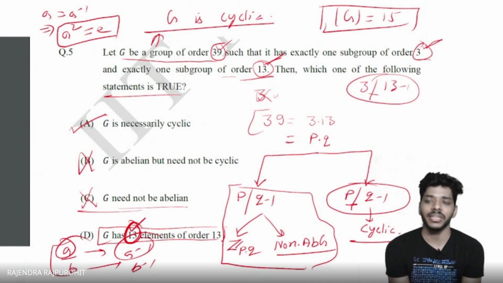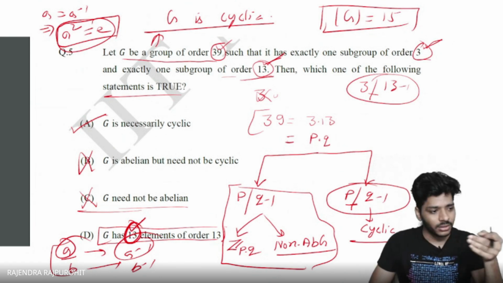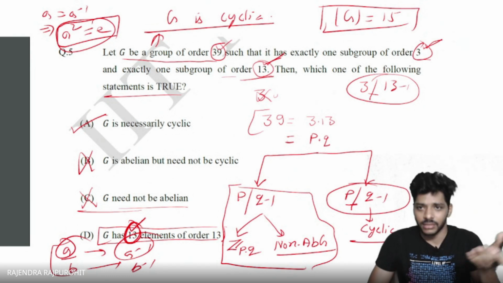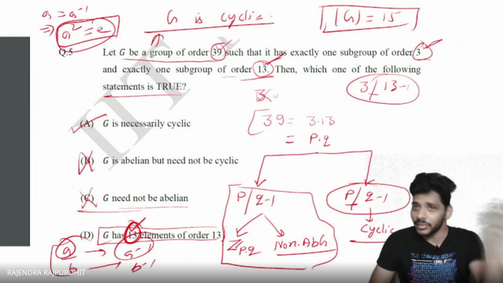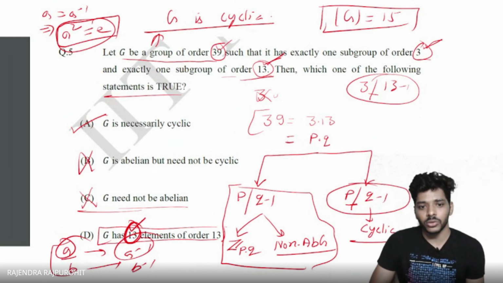Okay, there will be an even number of elements unless it's order 2, because an order 2 element can be self-inverse. So the number of elements of order 3 will always be even. It cannot be odd, because every element will come with its inverse. So it's a pair. Every element comes in a pair. Okay. So there is no group which has 13 elements of order 13.